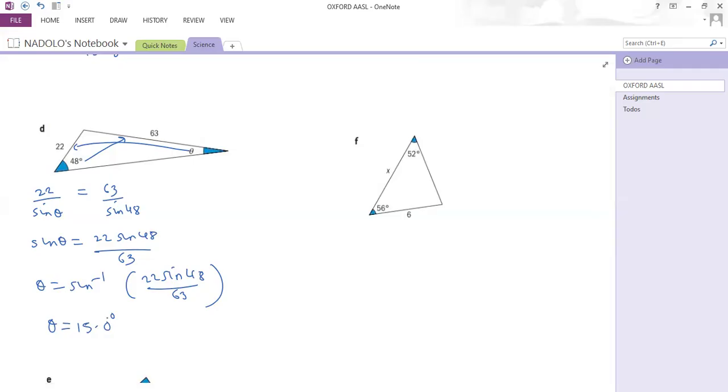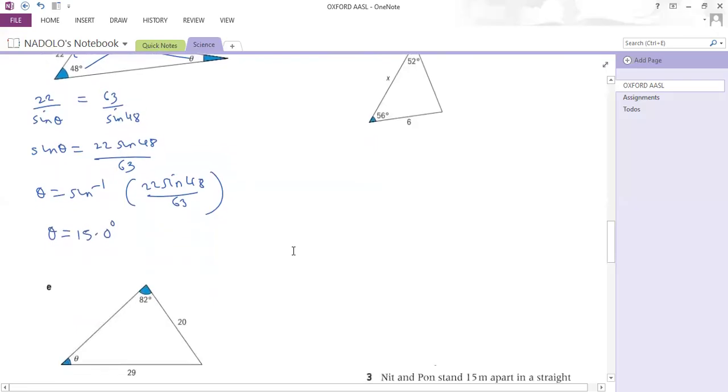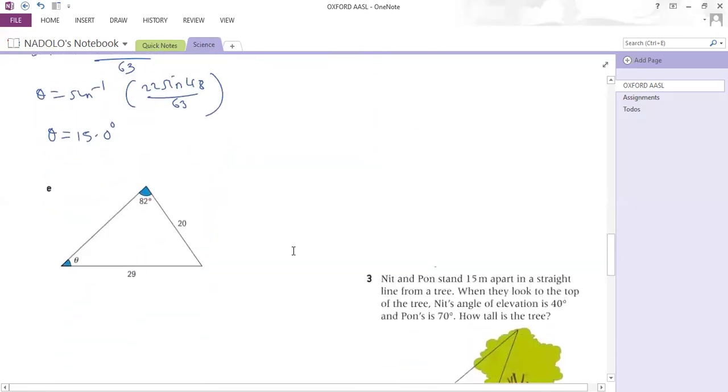Now, moving to part E. Part E, we're going to do the same thing. You're going to do 20, because this angle faces this side, this angle faces this side. I'm going to do 20 divided by sine theta, given by 29 divided by sine 82.